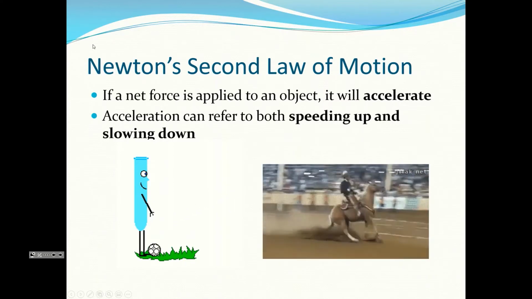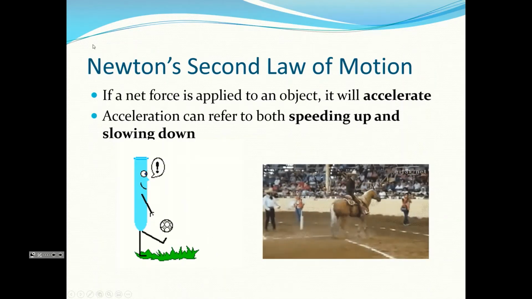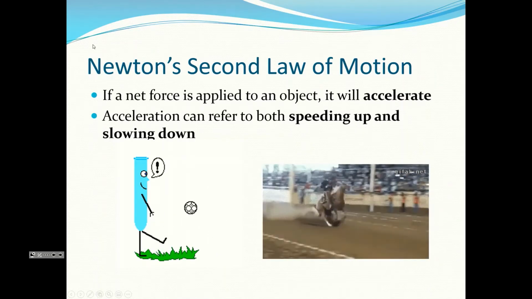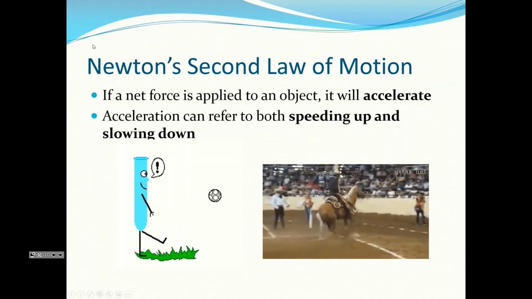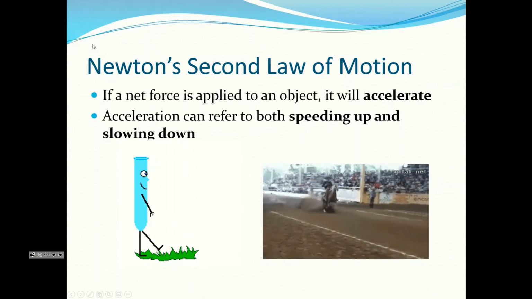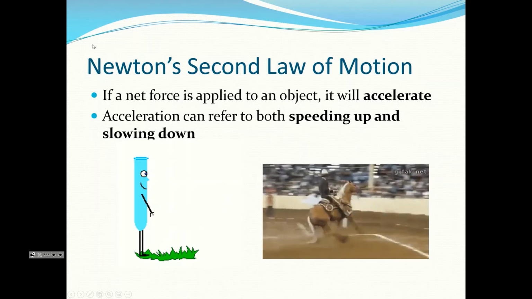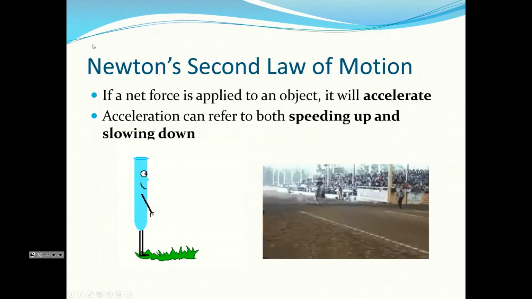Or for slowing down, this horse is moving, and this horse is applying friction, putting its legs like that, so there's lots of friction, and the horse goes from moving to slowing down. Both of those would be acceleration, and both of those would be a part of Newton's second law.